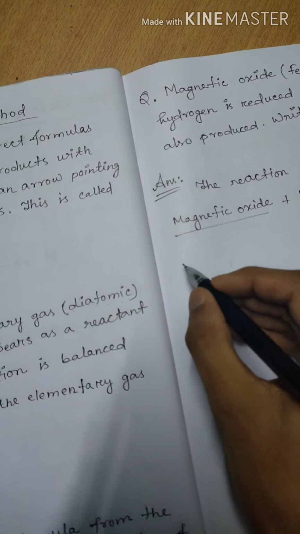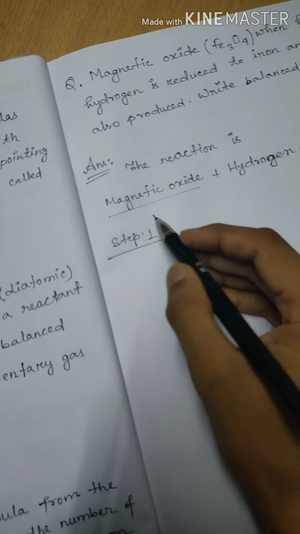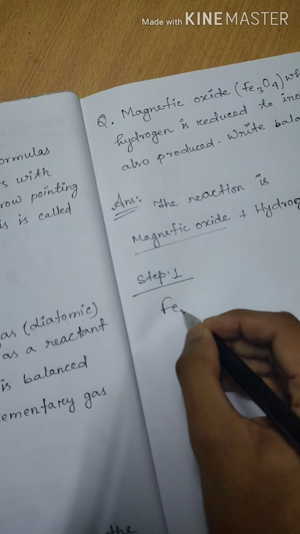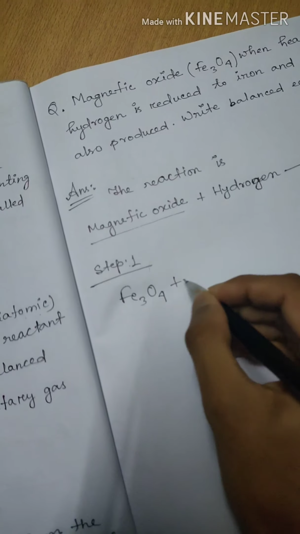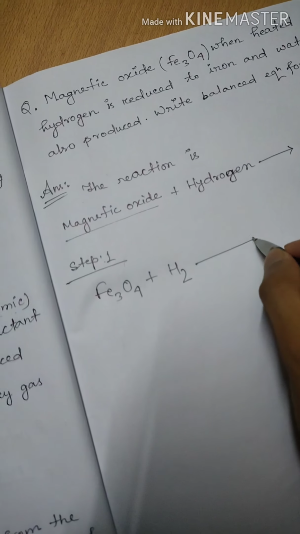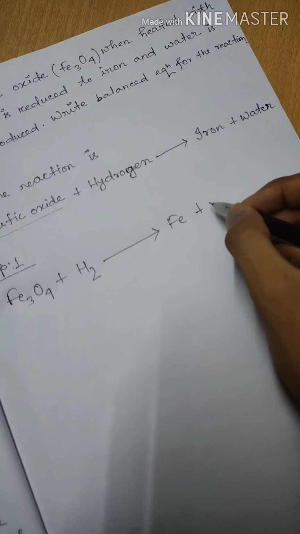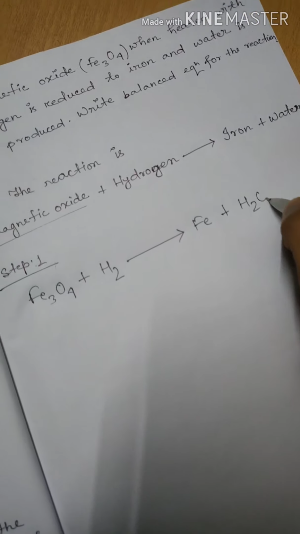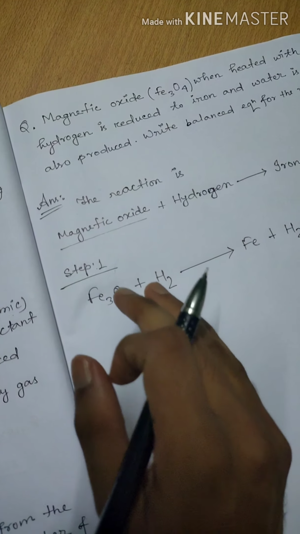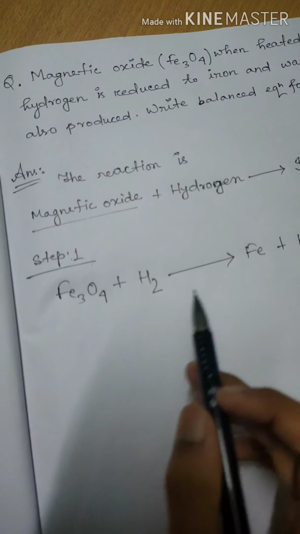Okay, so our step 1: the chemical formula of magnetic oxide is Fe3O4, plus hydrogen. Hydrogen is H2, gives iron, which means Fe, plus water. The chemical formula of water is H2O. So this is our reaction, and this is our step 1.